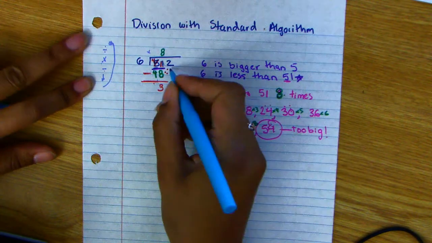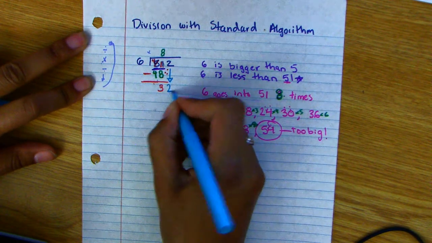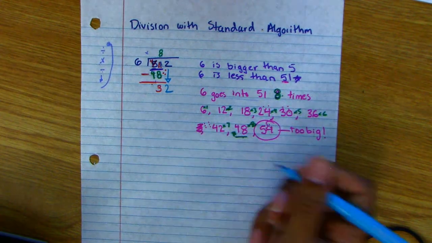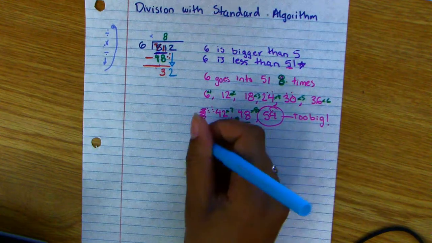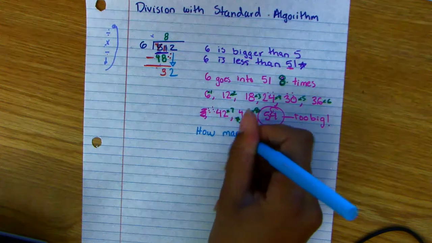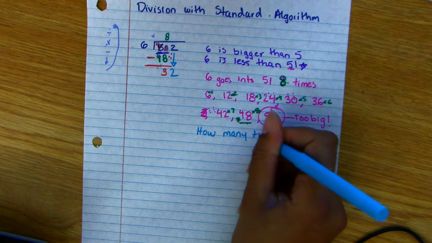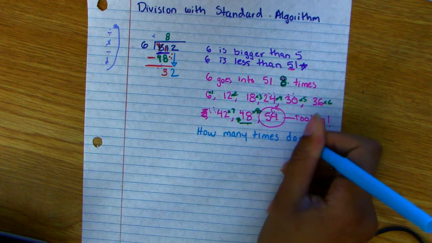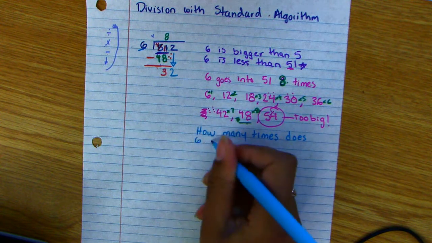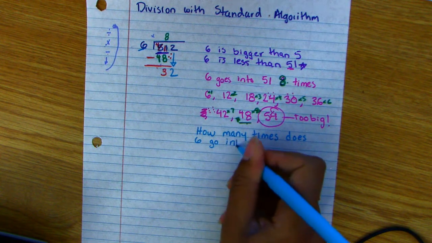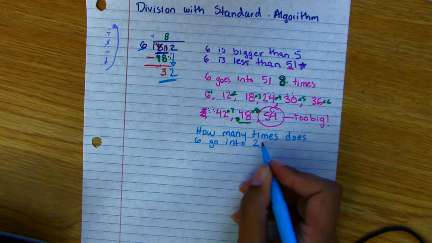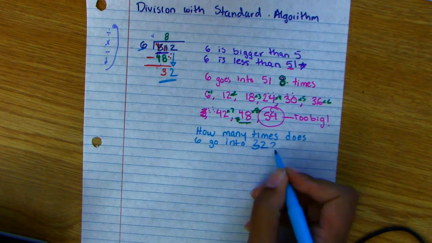Now it's time to bring it on down. We brought down our 2 to get 32. Now we're bringing it on back. So now we're going to do division again. We're just restarting. So bring it on back just means repeat. So how many times does 6 go into 32? Because we're working with 32 now. So that's going to be our division problem.